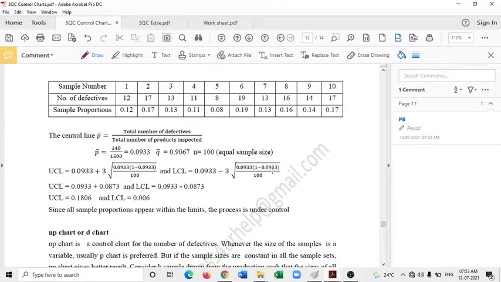UCL and LCL are computed using the same equations, and we have 0.1806 and 0.006. And here we note that all these sample proportions lie within 0.1806 and 0.006. Therefore, here we say that the process is under control.